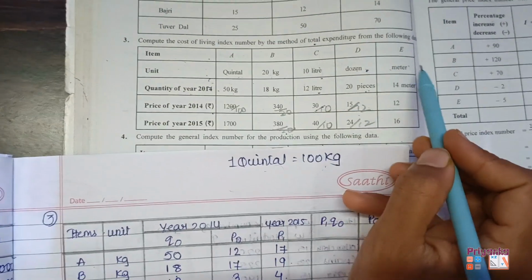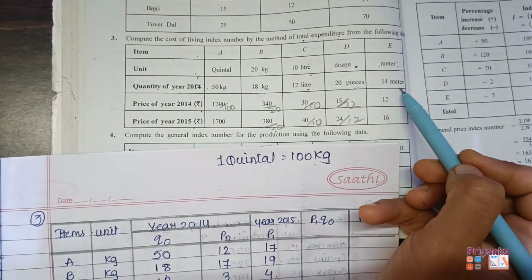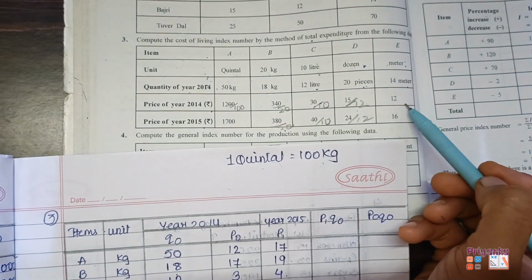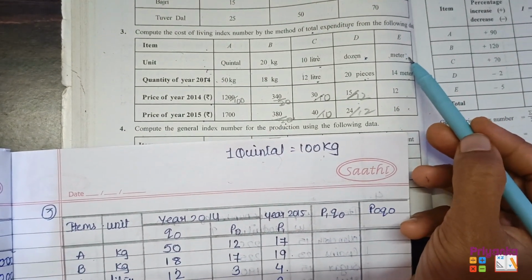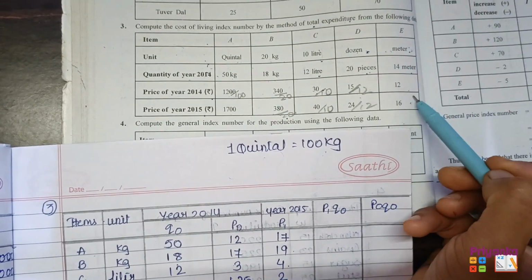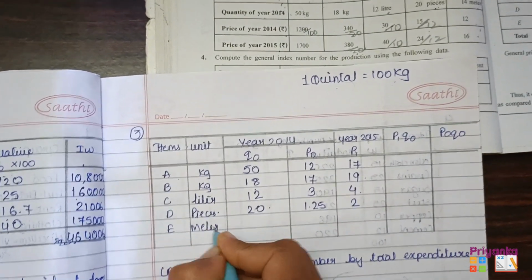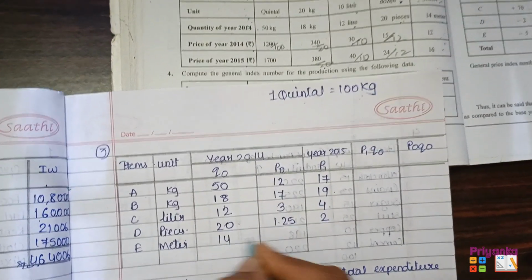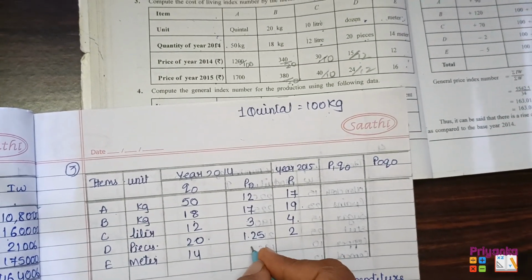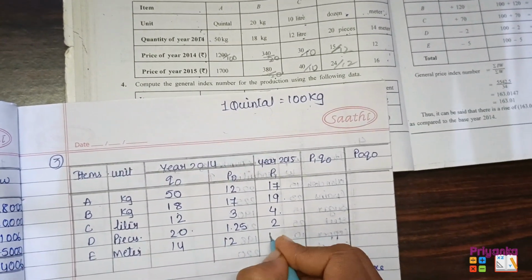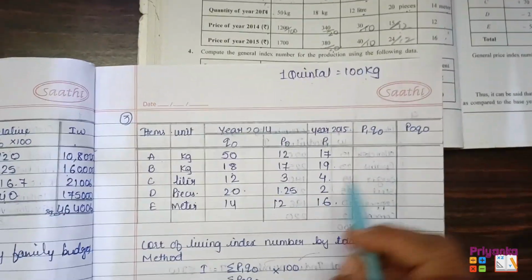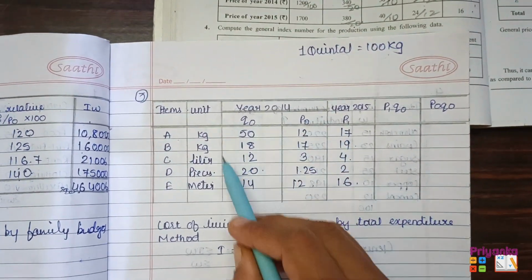Next, the last item is meter. Now for meter, here they have given directly the price of a meter. You can see there is a 1 meter price. आगे कोई number नहीं दिया है. So directly we can take it for meter. Quantity is 14, the price of the base year is 12 and the price of the current year is 16. So after taking this, here my information is ready.